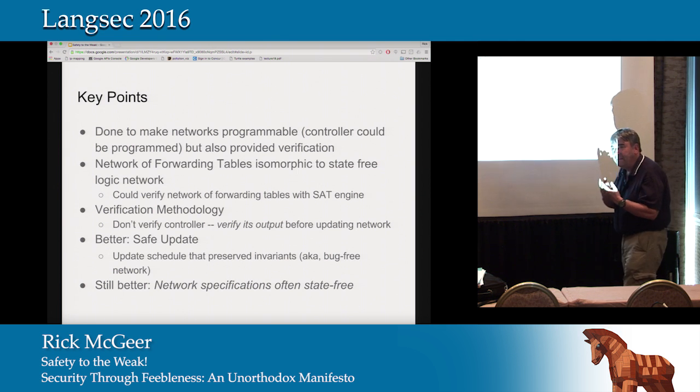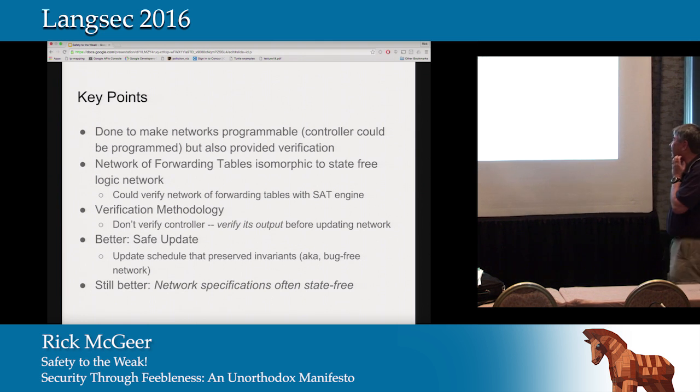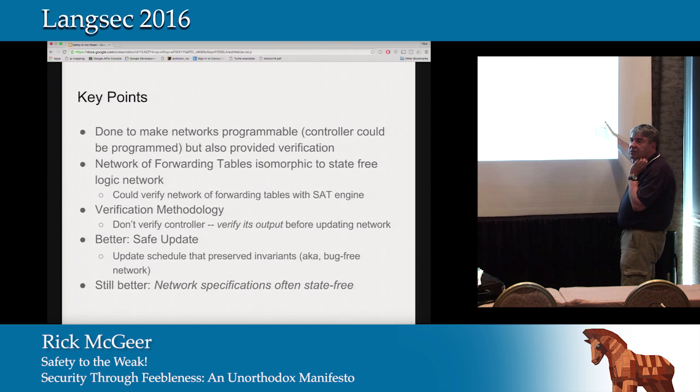The controller could be a mess internally, but who cared? You could stop it from affecting the world by taking a look and saying, no, that set of forwarding tables isn't what we wanted at all. Better, you could actually do a safe update for the network.